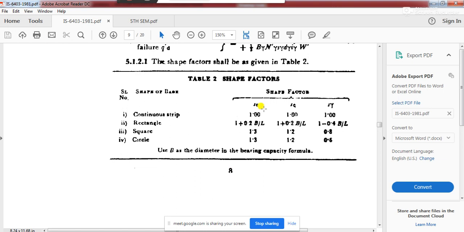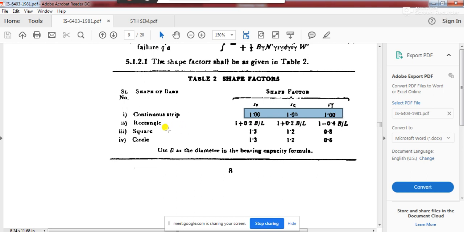The shape factor values are given in table 2, and you notice for strip footing, what will be the shape factor values? In case of Terzaghi also we have seen these values were 1, 1 and 1, because the assumption of Terzaghi's bearing capacity or any other bearing capacity equation is that the footing is shallow and the footing is a strip footing. So for a strip footing, the value of shape factors will remain 1.